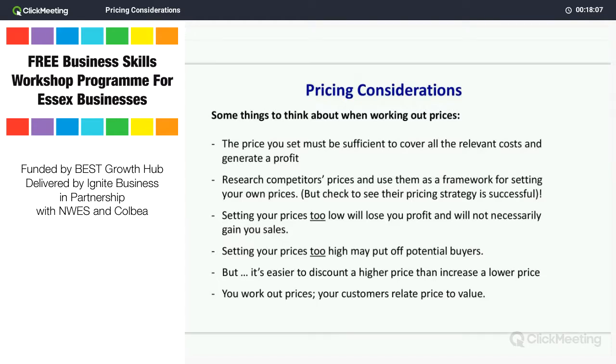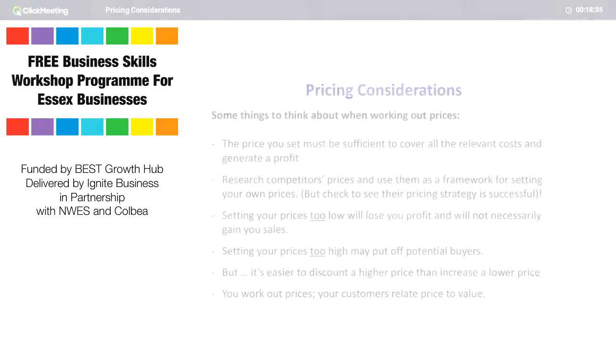However, if you're going to negotiate, it is easier to discount on a higher price than to increase a lower price. You start setting your prices too low, then try going back to your customers and saying, do you know what, I'm not making enough profit, I'm going to put up my price. You're going to get some resistance. You work out your prices and your customers relate price to value, and if you've done your research, you'll have clear awareness of this.